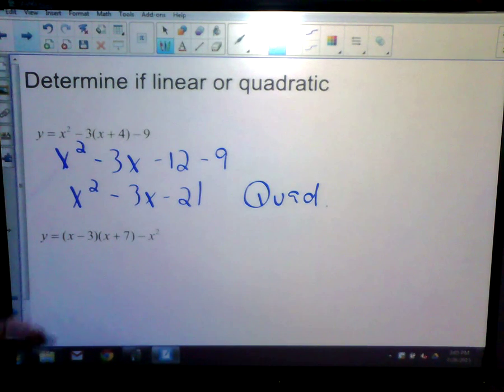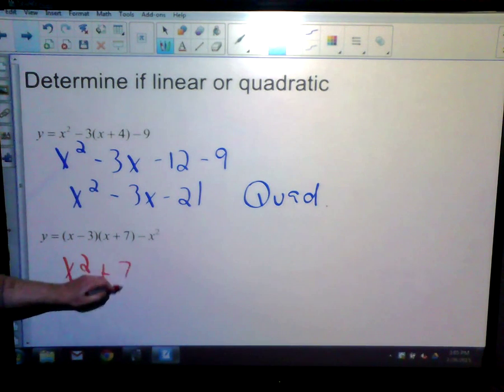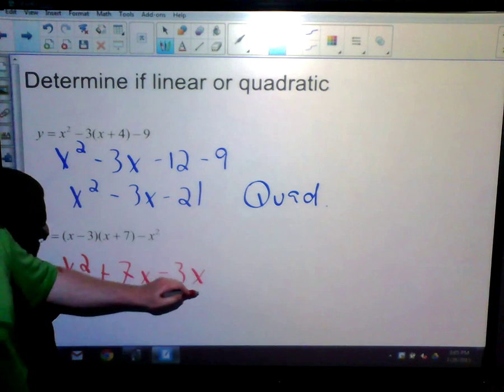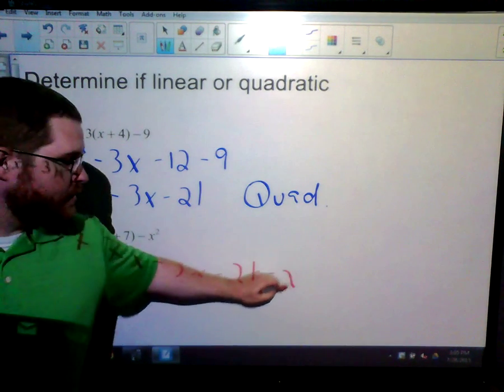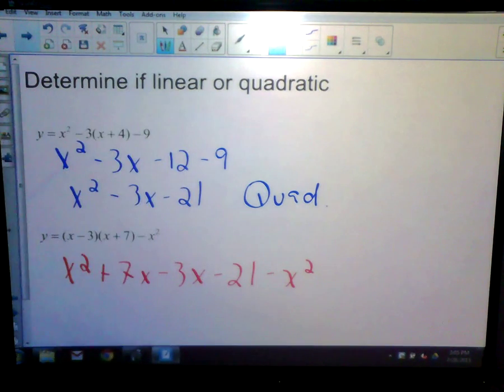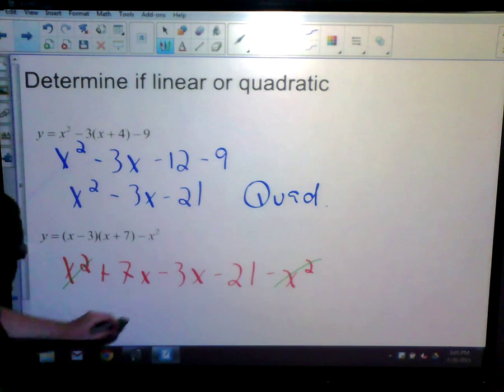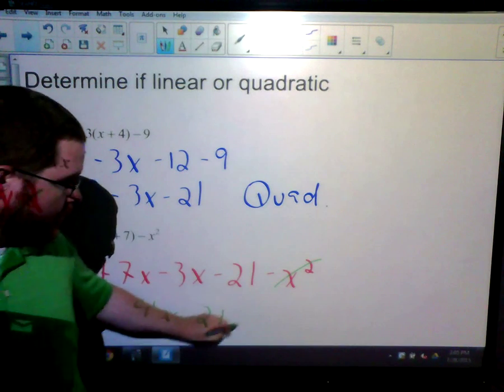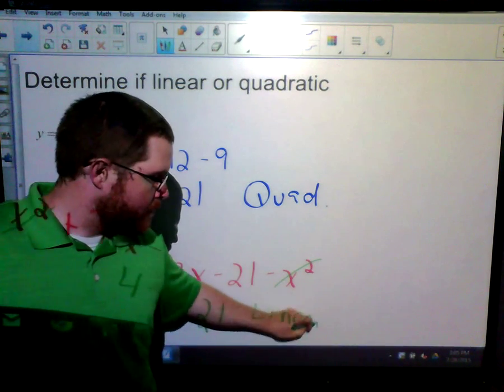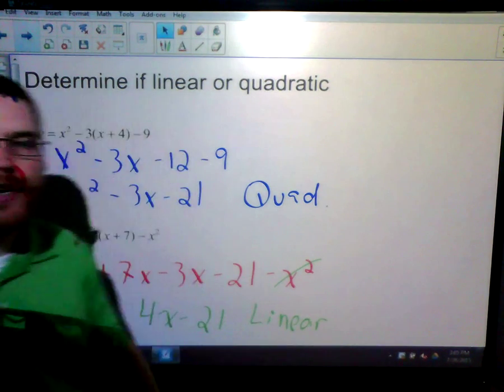Let's take a look at this one. That's x squared plus 7x minus 3x minus 21 minus x squared. If I combine like terms, the x squareds will cancel out. That should tell me something. That's 4x minus 21. That's linear because the x squareds canceled out.